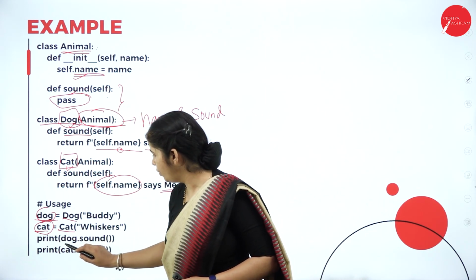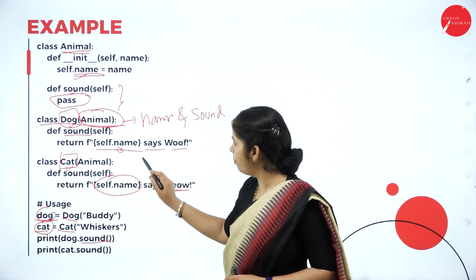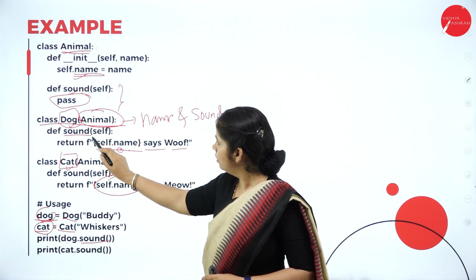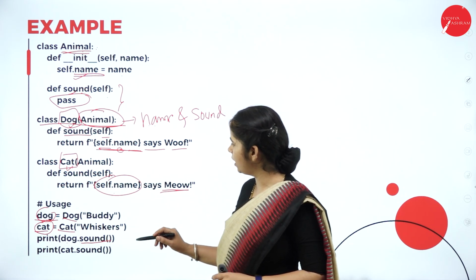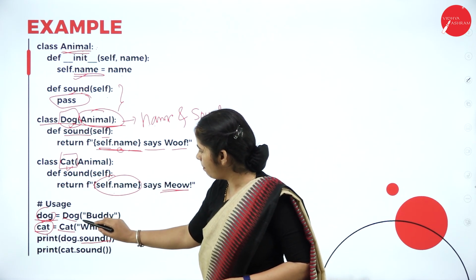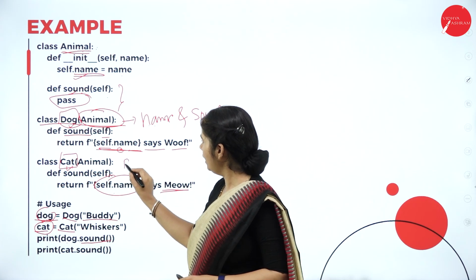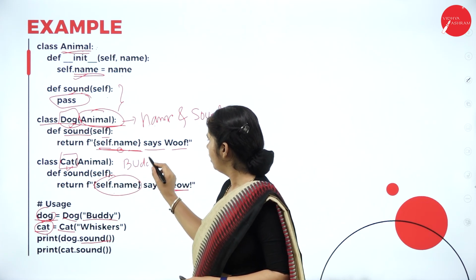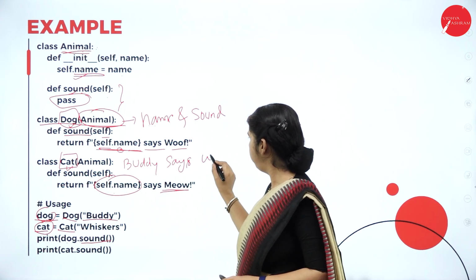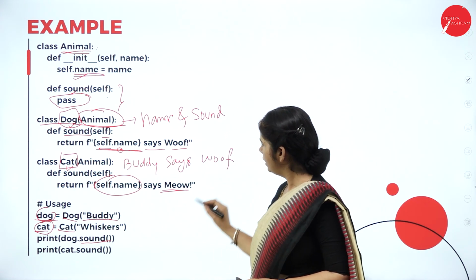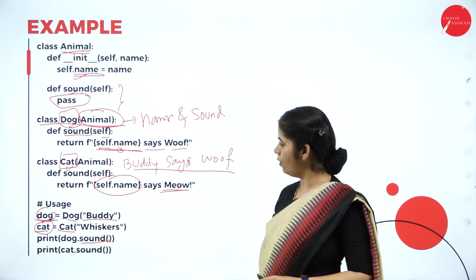So print dog dot sound. What will it print? It will print self dot name. What is the self dot name we have given here? Self dot name is Buddy, right? Buddy says woof, right? That is going to be displayed as your output.